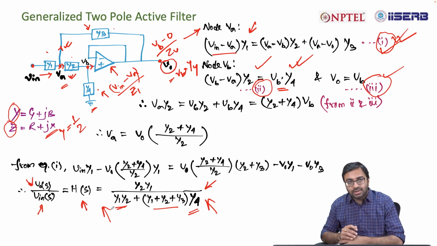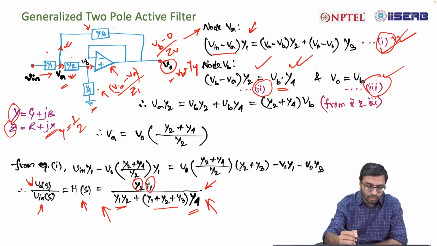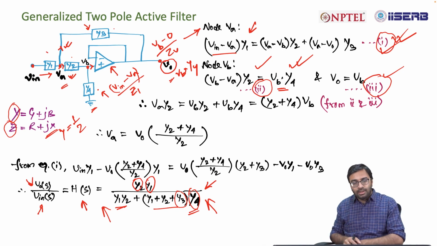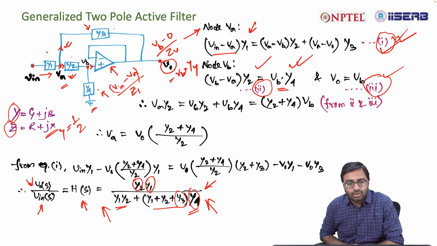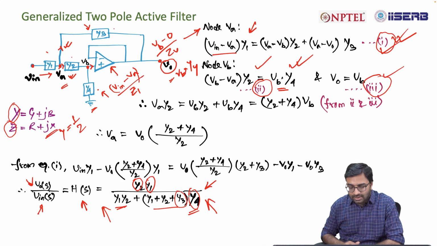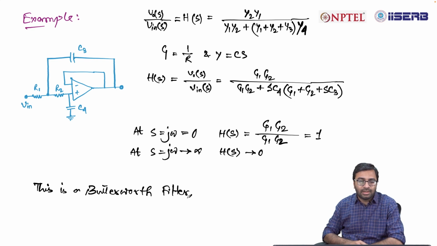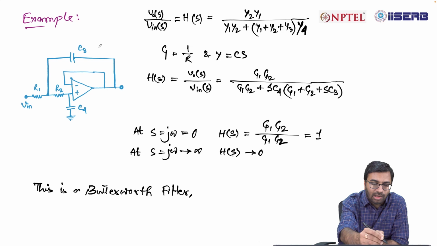Now this is a semi-customized solution where you can change the values of y1, y2, y3, y4, and you can get your desired transfer function, right? So this is a generalized two-pole active filter example. Now let us take an example where we have taken different components in place of y1, y2, y3, y4.